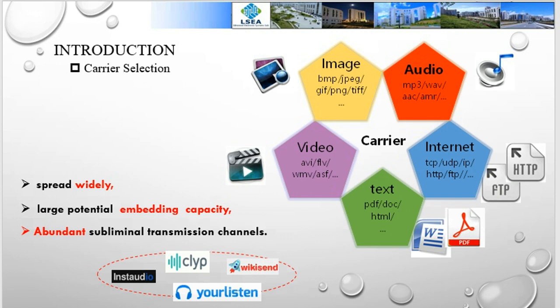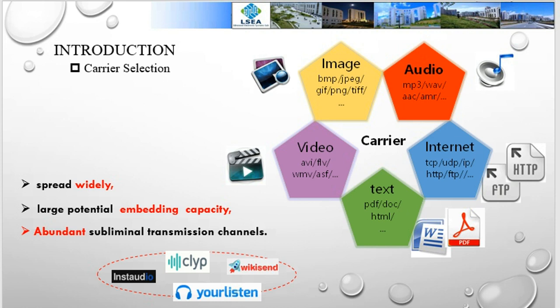Carrier selection. Generally speaking, there are five types of carrier for steganography, and audio is an important one. The reason can be summed up in the following three points. The first point is that audio is widely spread across the internet. Everyone enjoys audio services through music applications, online radio, and so on.